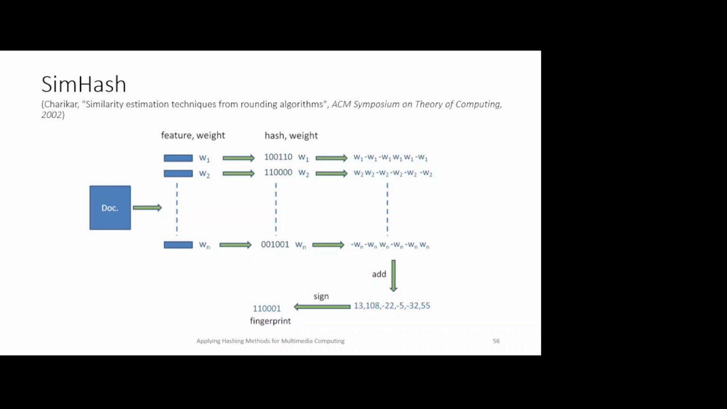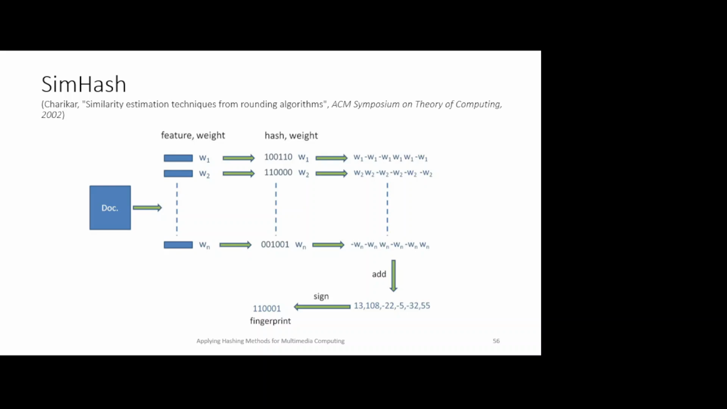Okay, so here is a different hash function called sign hash. So it's 20 years ago. Okay, but it's a very representative, very famous hash function to generate a very compact binary code. I use these examples to illustrate the idea.